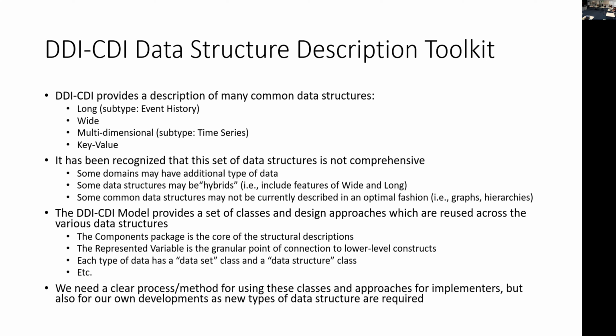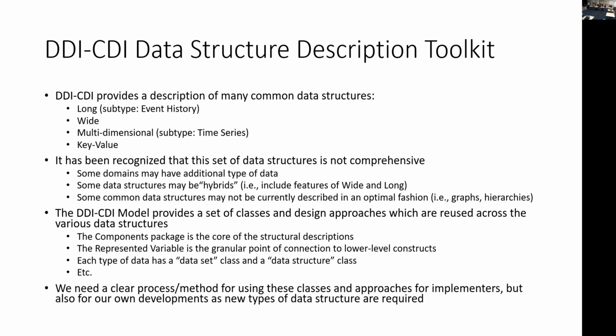Each type of data that we recognize has a data set class and a data structure class. So we have a long data structure and a long data set, a wide data structure, a wide data set. And then they reuse a lot of the same components. Not 100% the same components, because long has things that wide does not, as an example. And multidimensional has a lot of stuff that are not used in other structures. But where they can be done in the same way, they are. And that consistency, I think, is important in how we describe new types of data.